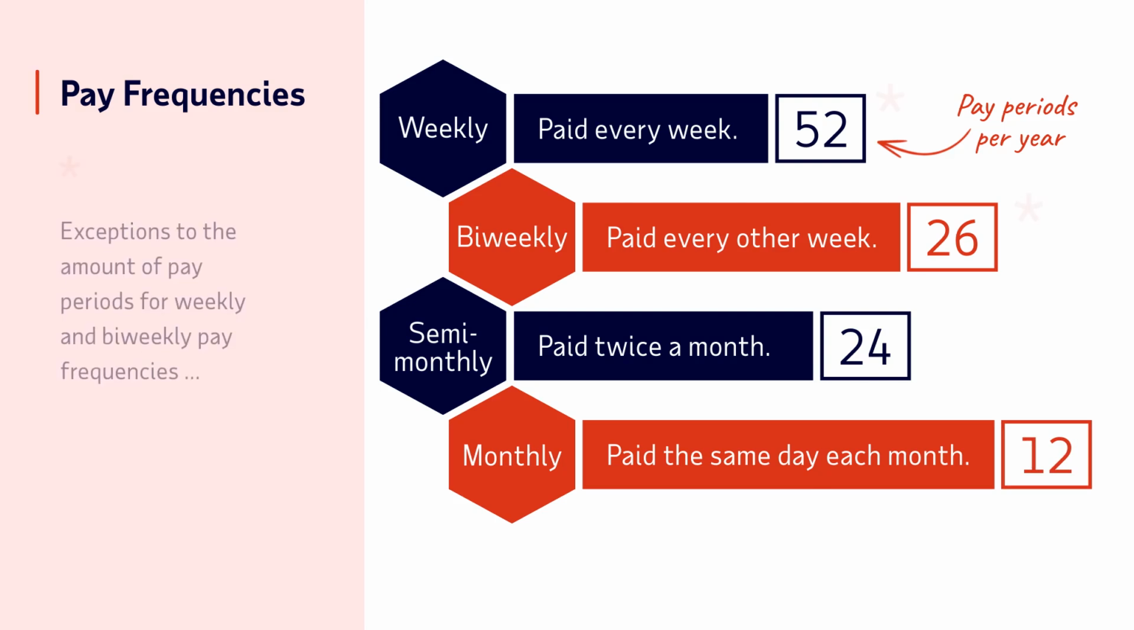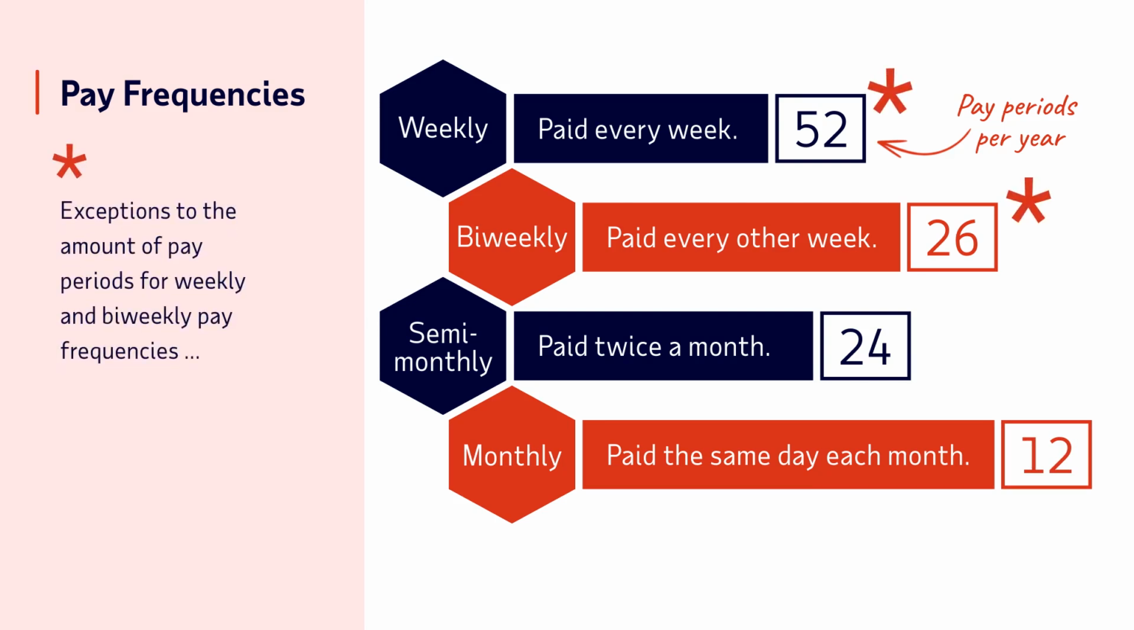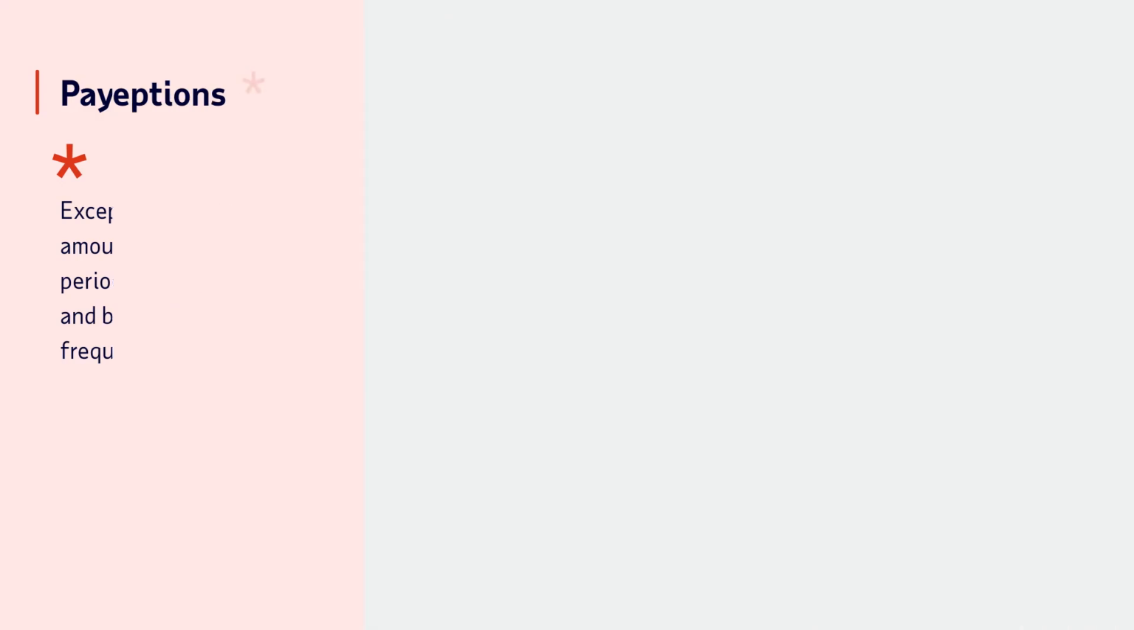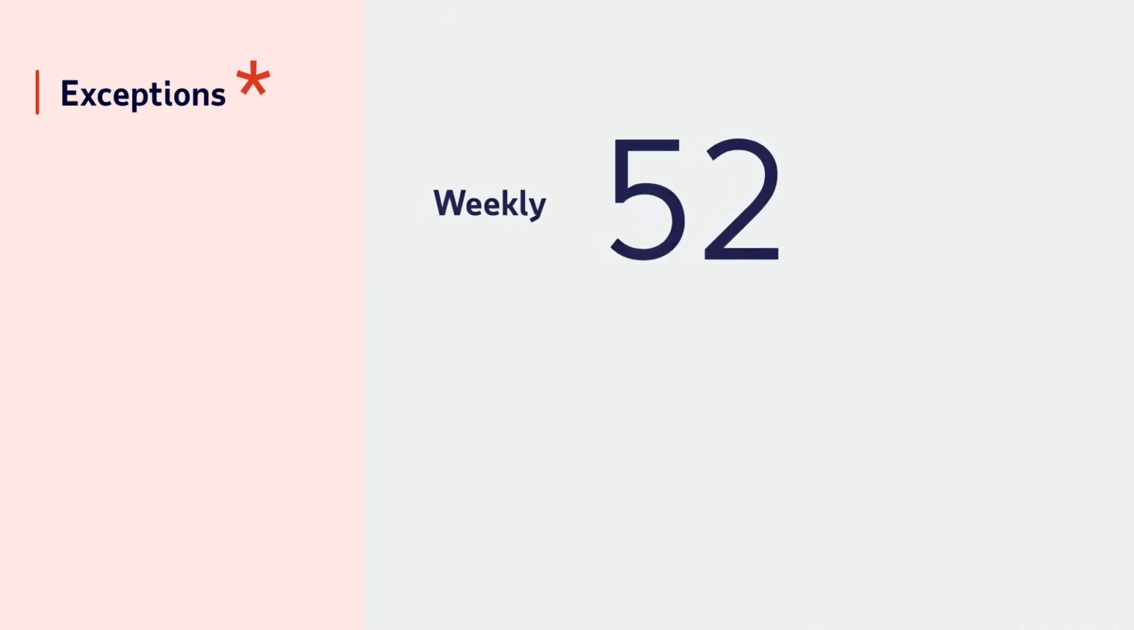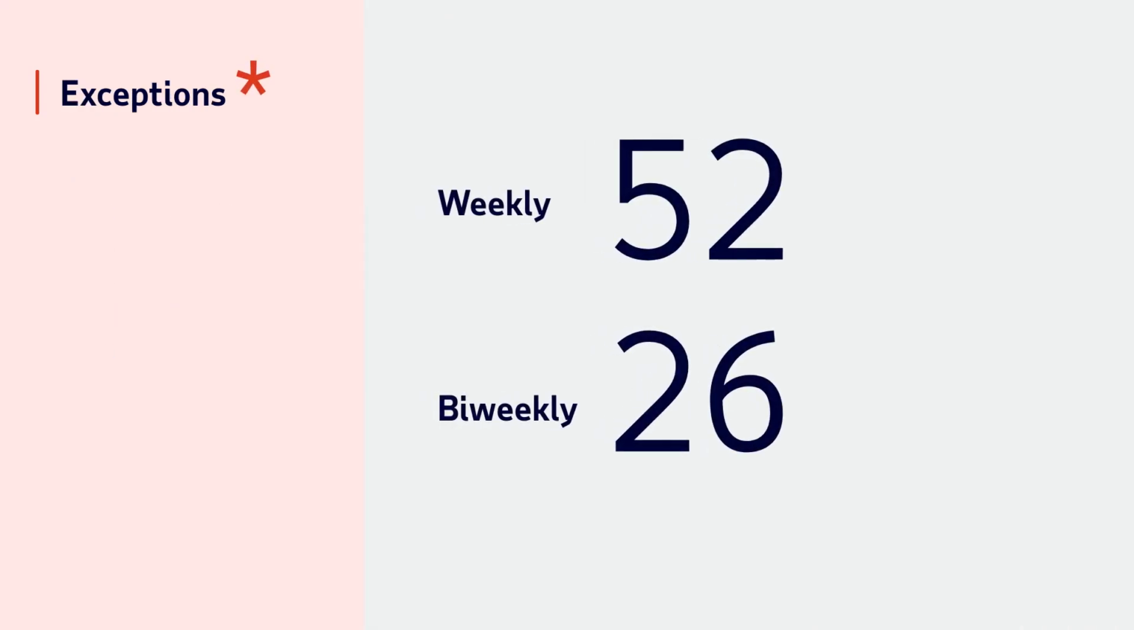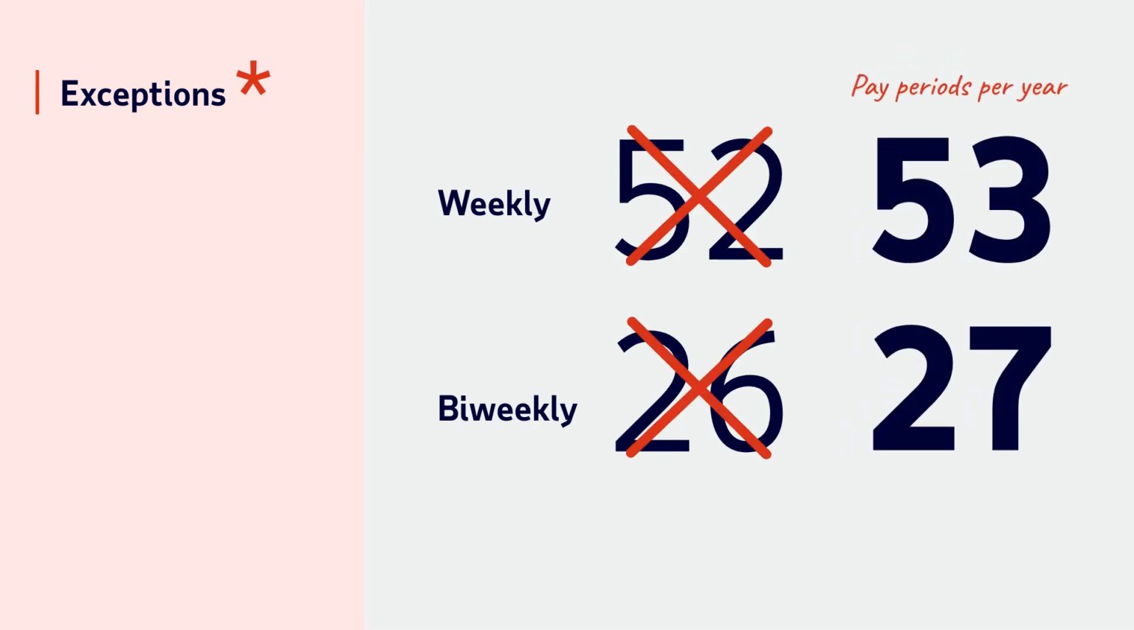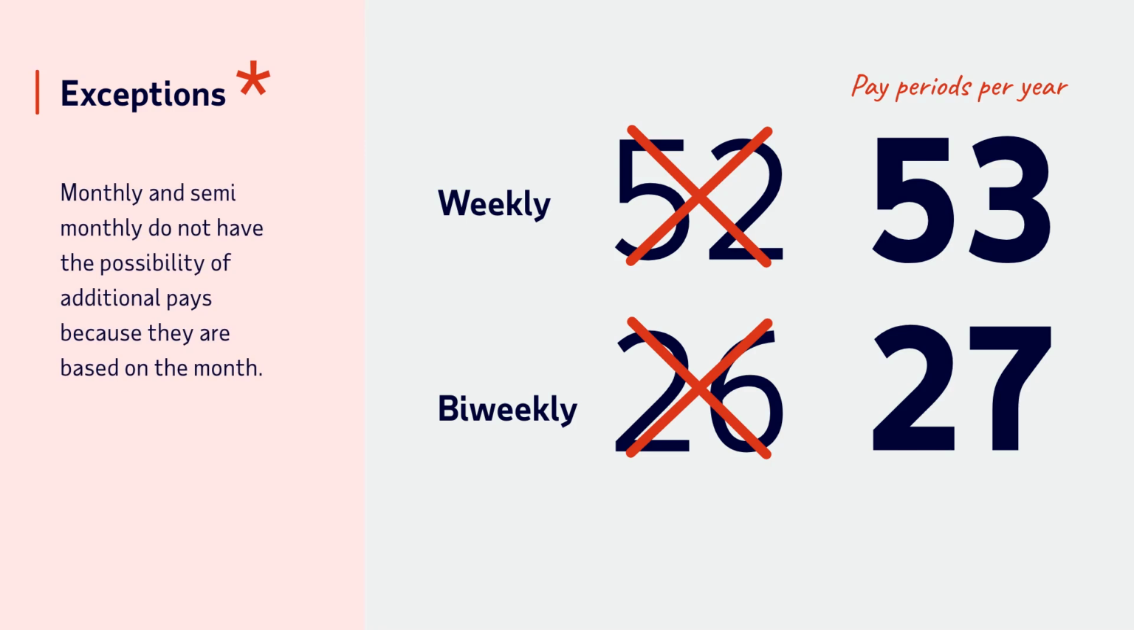There is an exception to the amount of pay periods per year for weekly and bi-weekly frequencies. Let's examine that now. If you are paid on a weekly or bi-weekly frequency, there's a possibility that you will receive an extra payment for the year depending on the day of the week you are paid. For example, if you are paid every week on Friday, there is a possibility that a year will contain 53 Fridays. Monthly and semi-monthly do not have the possibility of additional pays because they are based on the month.